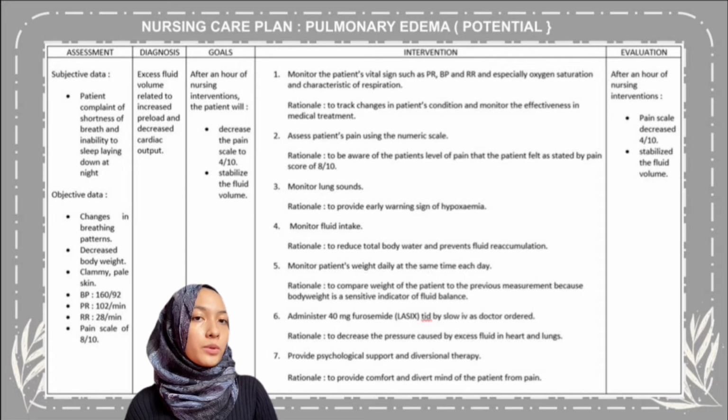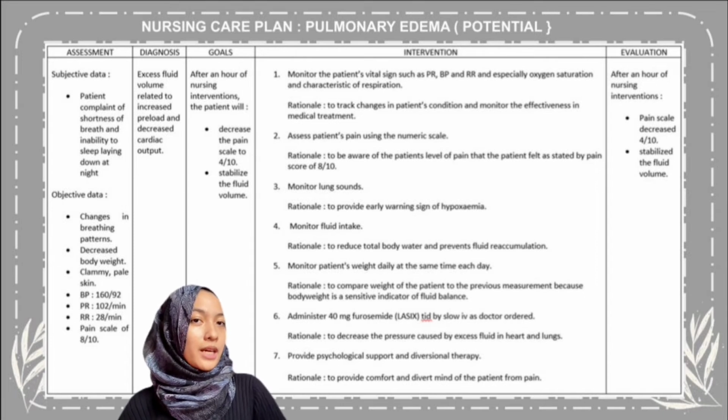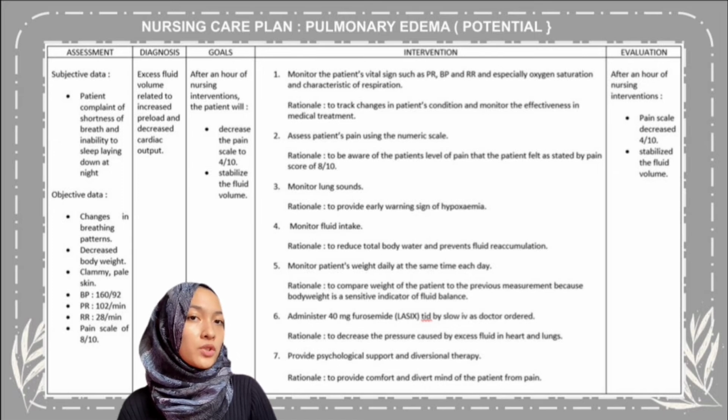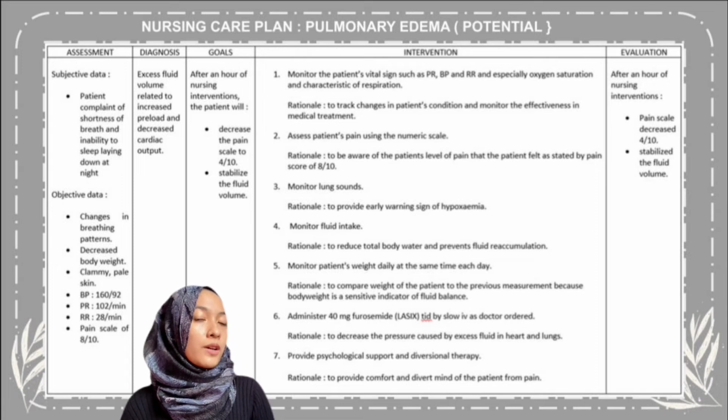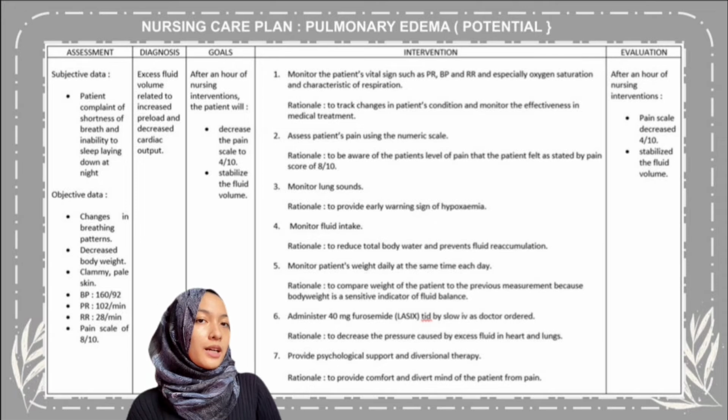Intervention number 1 would be to monitor the patient's vital signs such as pulse rate, blood pressure, and also respiratory rate, especially the oxygen saturation and characteristic of respiration, at least every 4 hours. The rationale is to track changes in the patient's condition and also to check if there are any signs of hypoxemia and respiratory acidosis. Other than that, it is also to monitor the effectiveness of the medical treatment.